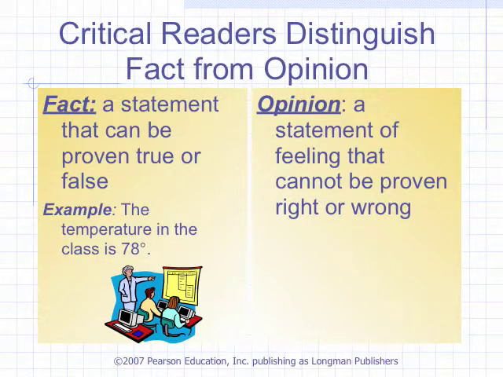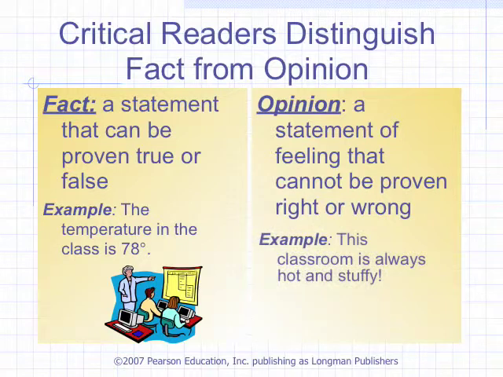It's that gray area. It may be 99.9% true, but that doesn't make it a fact because it's not 100%. For example, this classroom is always hot and stuffy. Well, that depends on your own personal feelings and opinions. So just because you agree doesn't make it a fact. It has to be able to be proven 100% yes or no in order to be a fact. Everything else is opinion-based.